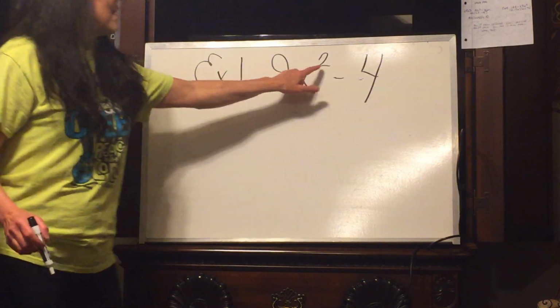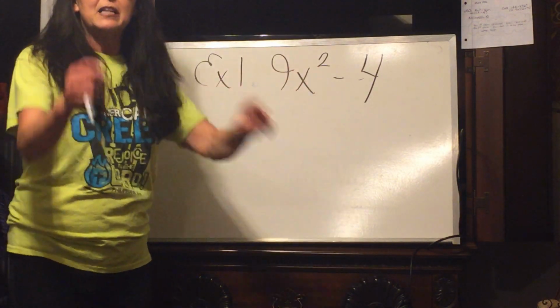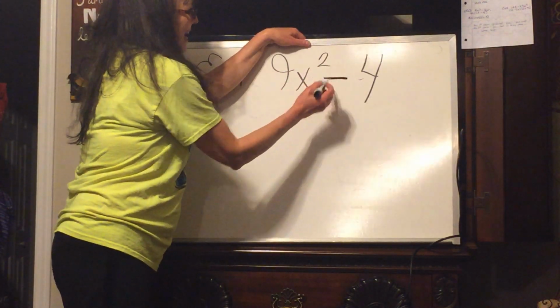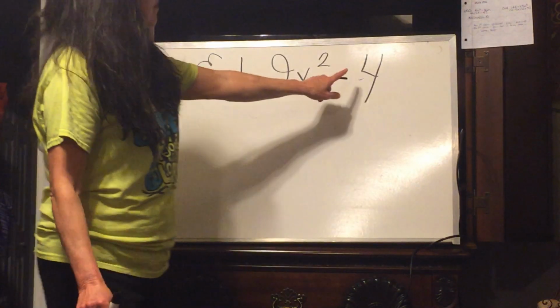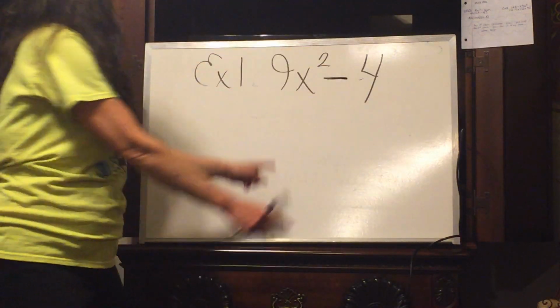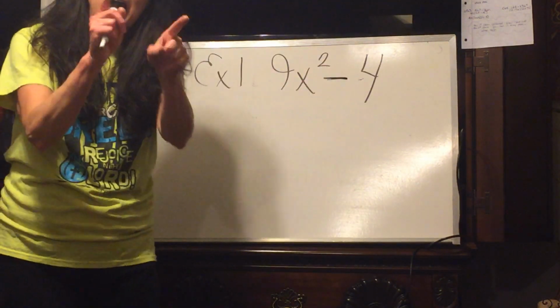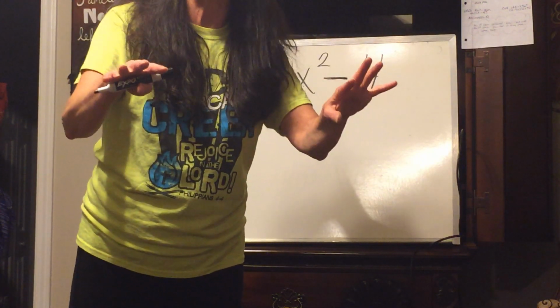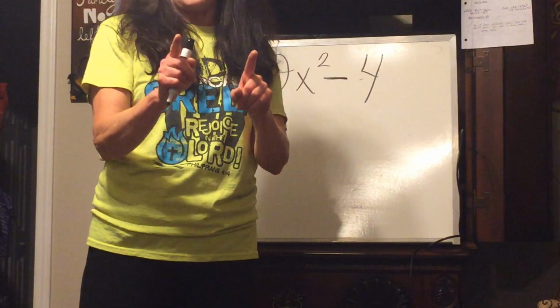Well, does it have an even exponent? Check. Does it have a minus in the middle? Yes, it does. What about the numbers, 4 and 9? Are they perfect square numbers? Yes, they are. Is it 2 terms? Is it a binomial? Check, check, check, check. So if it's all 4 things, then it is called a difference of squares.